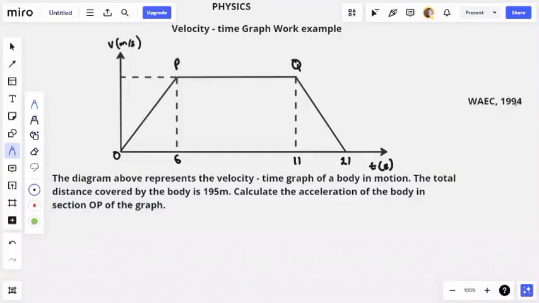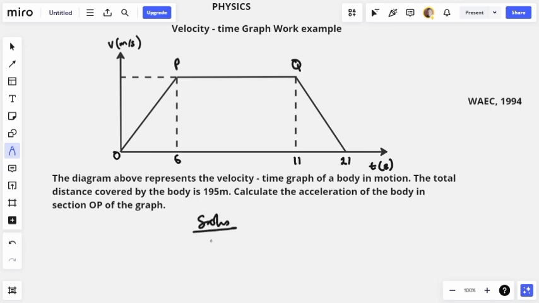1994 on velocity time graph as our example. So the question says, the diagram above represents the velocity time graph of a body in motion. The total distance covered by the body is 195 meters. Calculate the acceleration of the body in section OP of the graph.